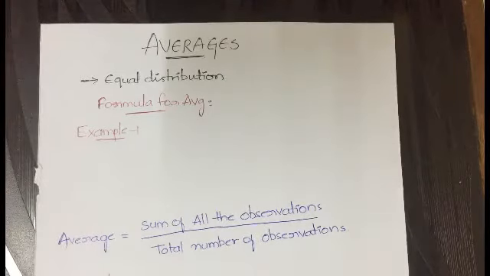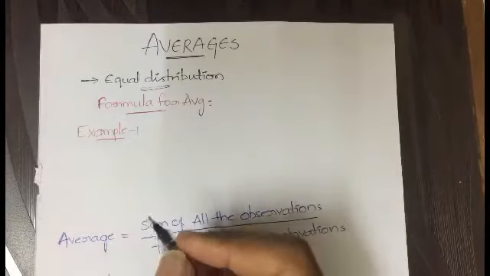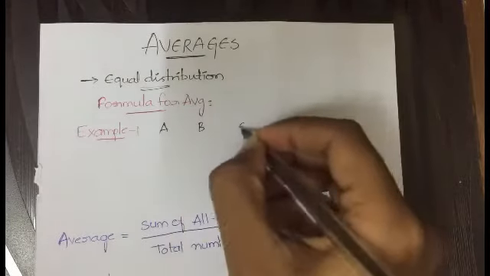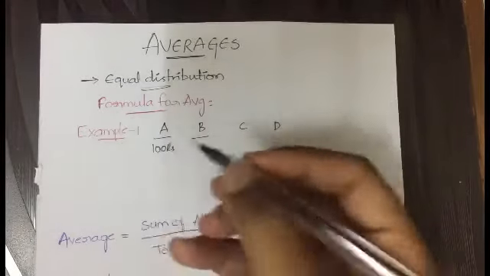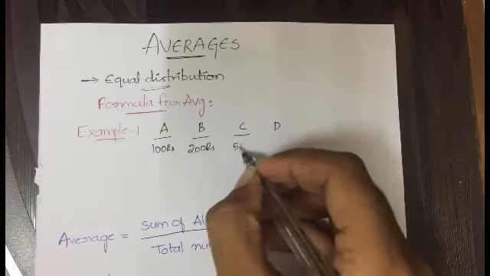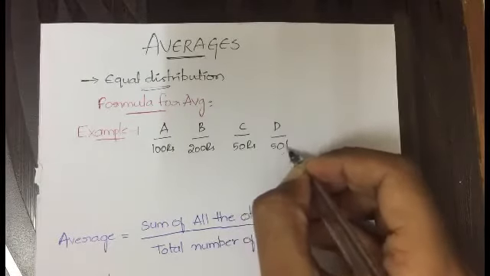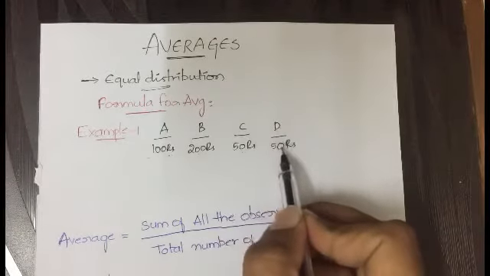So first, average is nothing but equal distribution of all the quantities, we can say. So I'll explain with an example, and I'll also give you the formula for average. Before giving the formula, let us look at an example. Suppose we have four people, A, B, C and D. A has 100 rupees, B has 200 rupees, and at the same time C has 50 rupees and D also has 50 rupees.